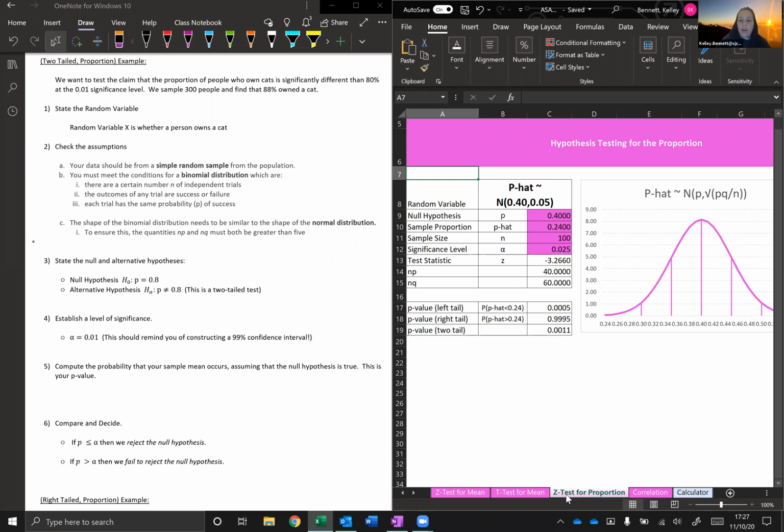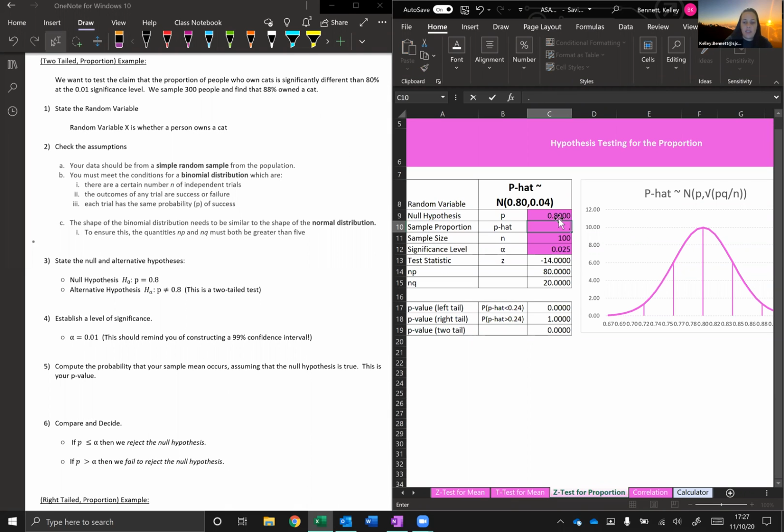So we need to tell it what our null hypothesis is. And our null hypothesis is p equals 0.8. So let's go ahead and plug that in. We need to tell it what our sample proportion is, our p hat. So our sample showed that 88% owned a cat. So that's 0.88. We need to tell it our sample size, 300 in the problem. And we need to give it our alpha. And alpha was given to us as 0.01.